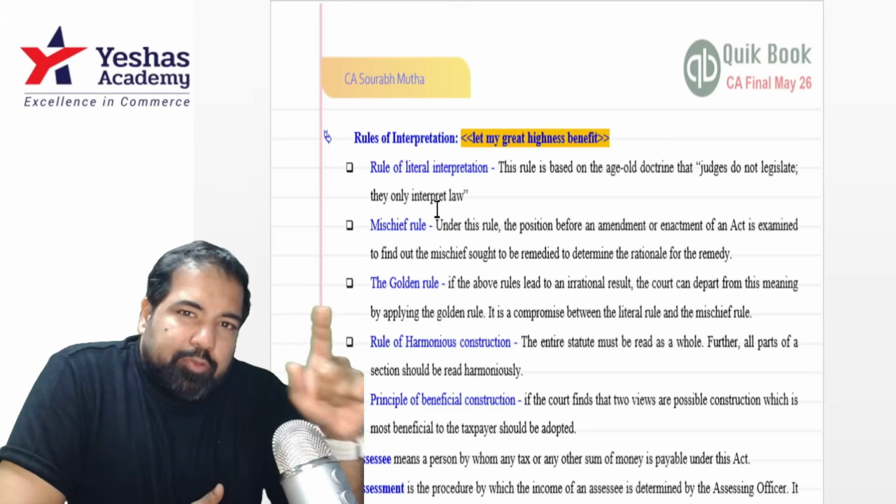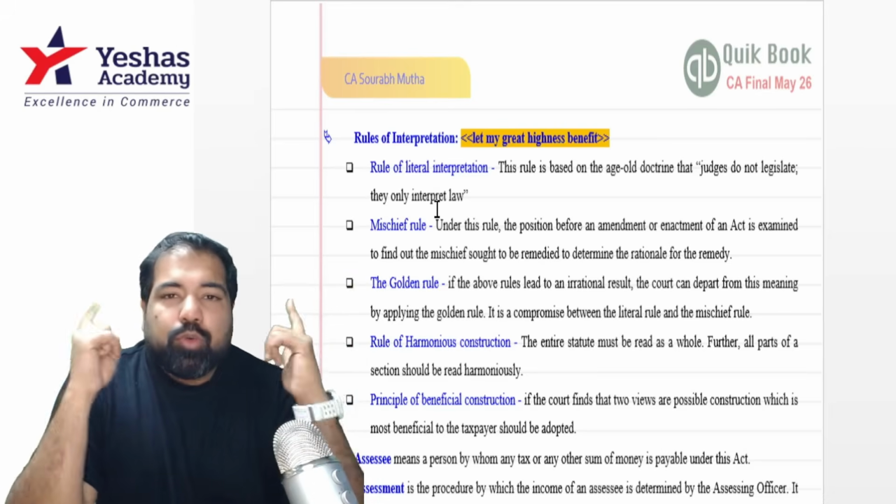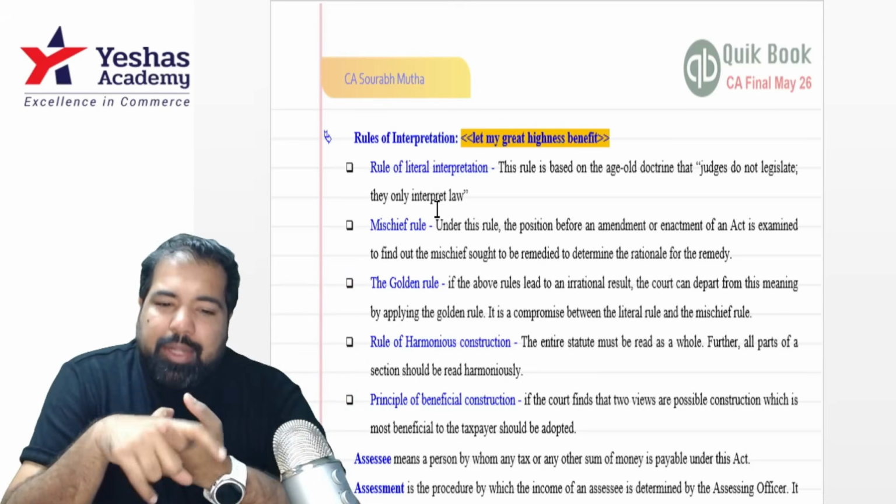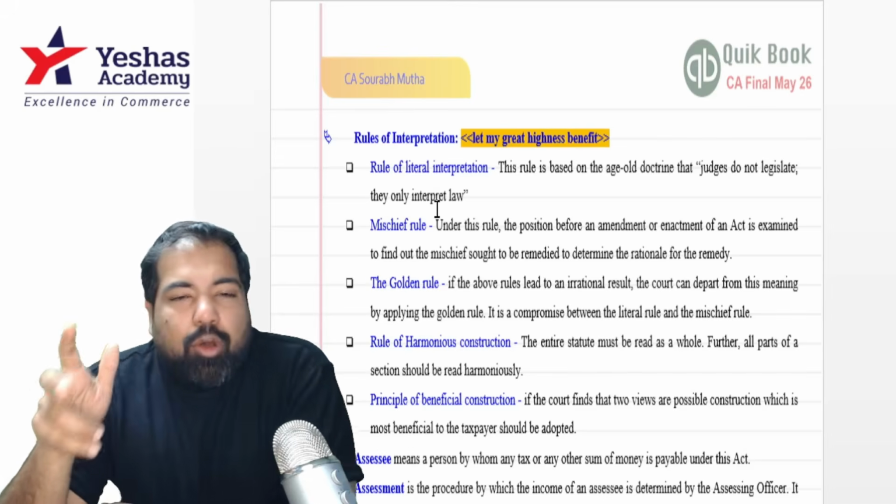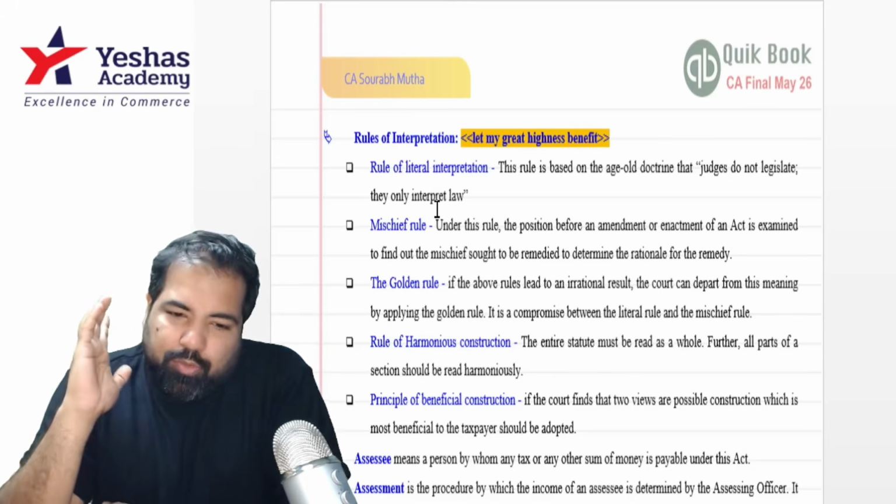Next, G for great, the golden rule. If the literal interpretation and the mischief rule do not give you the right meaning, then you use the golden rule. It is basically a compromise or a mixture between the literal rule and the mischief rule.